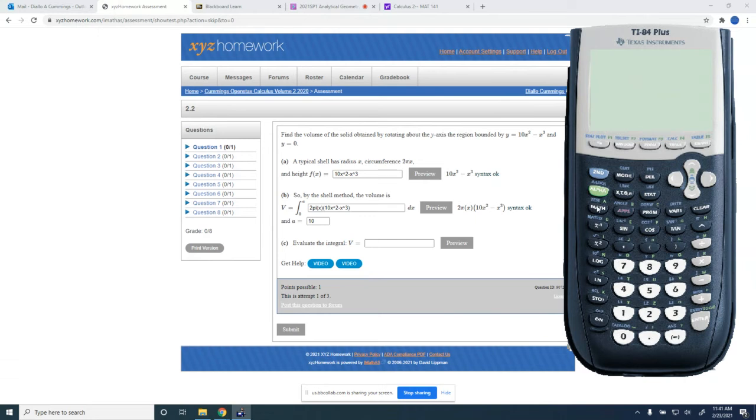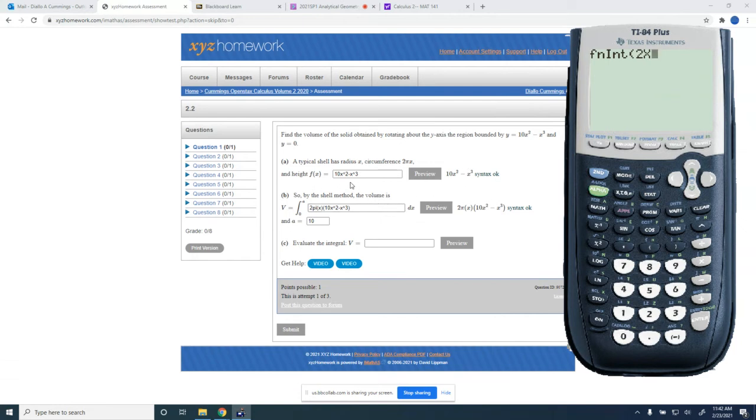So we're going to integrate. I'm going to go into math and scroll either up or down until I get to function integration. I'm going to put in 2x. I'm going to put in a function.